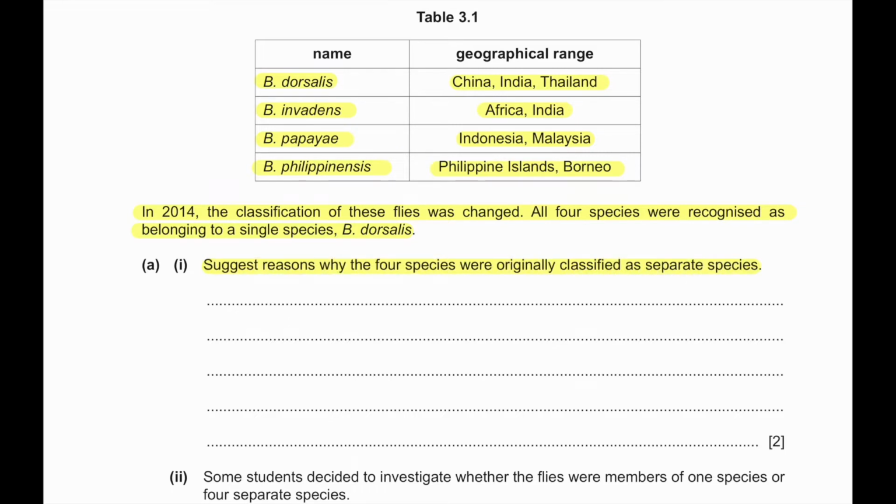Well, the 4 species have differences in morphology and also they may have differences in physiology. The 4 species have genetic differences and there is difference in their behavior or the ecological niche that they occupy. The 4 species are also found in different geographical areas, which gives the scientists idea that they were separate species.